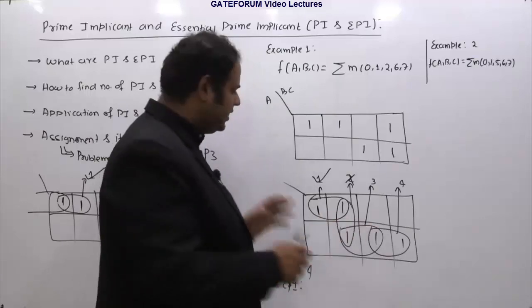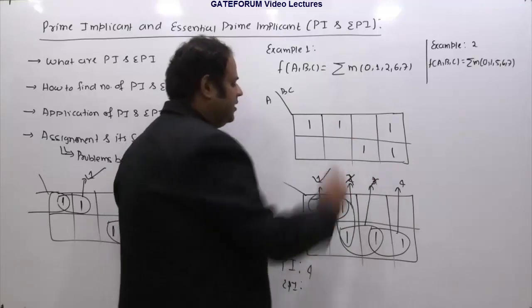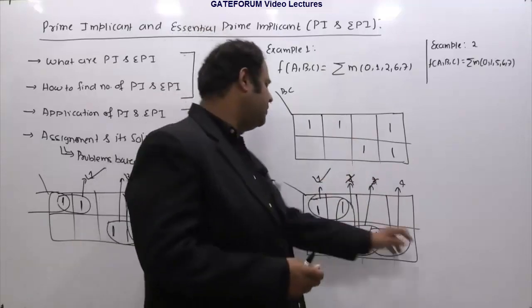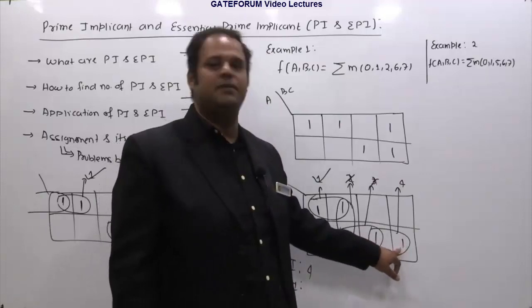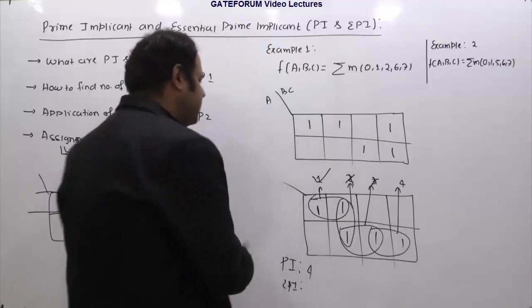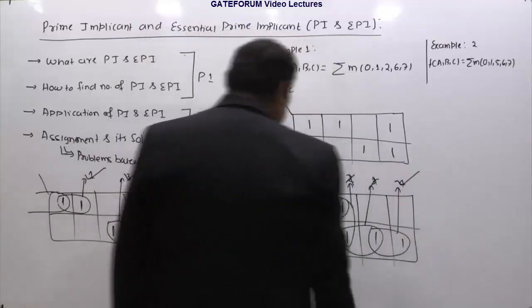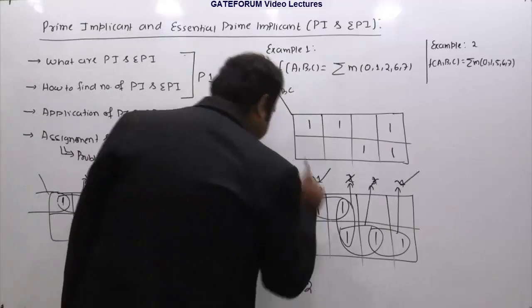Both of the mean terms are again covered by 2 groups, this group and this group. So again this is not EPI. What about group 4? Group 4 contains 2 mean terms, and out of 2, one is shared by 2 groups, but the other is not shared by multiple groups. So this contains at least one mean term which is not covered by multiple groups. So group 4 is also EPI. So the number of EPI is equal to 2 in this case.